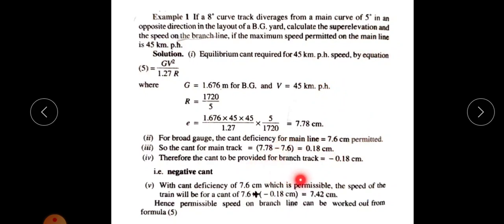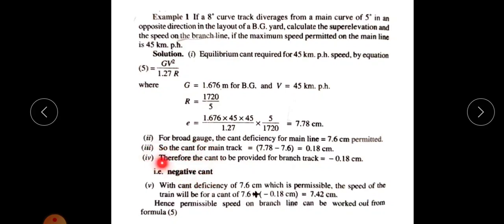So for the branch track, this should be reversed because when it is coming from main to branch, or from branch to main, this sign will be reversing because it is negative super elevation. Therefore, in the fourth step, this negative superelevation is equal to the maximum superelevation permitted on the branch track. So the cant which is to be provided for the branch track is just the reverse of what we calculated as the difference for the main track. So this will be equal to minus 0.18 centimeter, that is negative cant.